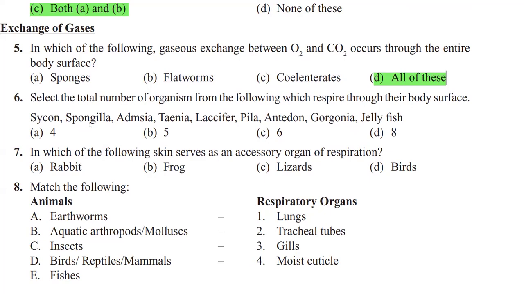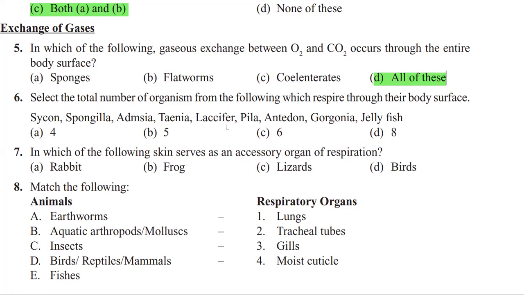Sycon, Spongilla, Adamsia, Taenia, Laccifer, Pila, Antedon, Gorgonia, jellyfish. Here your first year knowledge is going to be helpful. Sycon and Spongilla both belong to phylum Porifera. Adamsia, sea anemone, belongs to Coelenterata. Taenia belongs to Platyhelminthes. 1, 2, 3, 4. Then Laccifer is a lac insect.